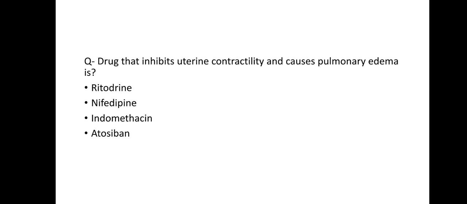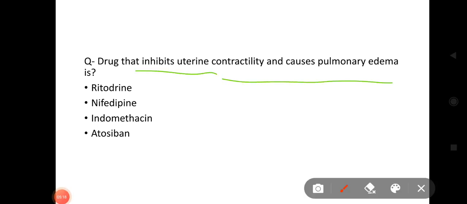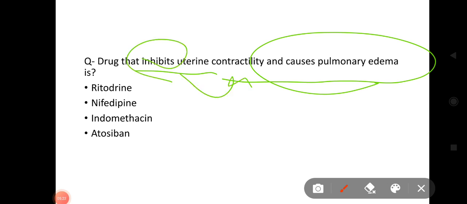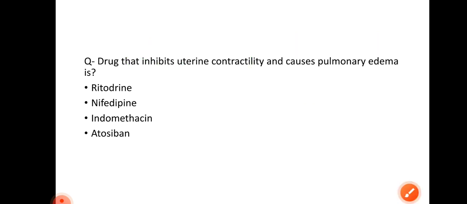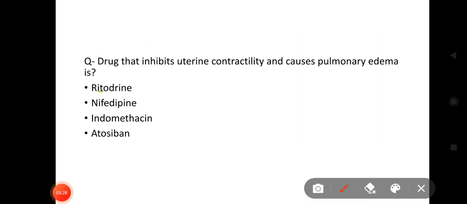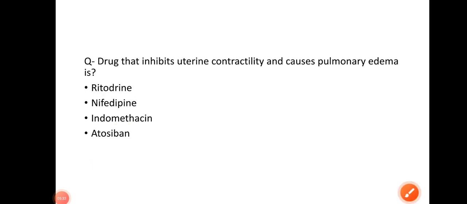Drug that inhibits uterine contractility and causes pulmonary edema. So it inhibits the uterine contractility and also causes pulmonary edema. Ritodrine, nifedipine, indomethacin or atosiban. So answer is A, that is ritodrine. And the tocolytic of choice in a heart disease patient was atosiban.